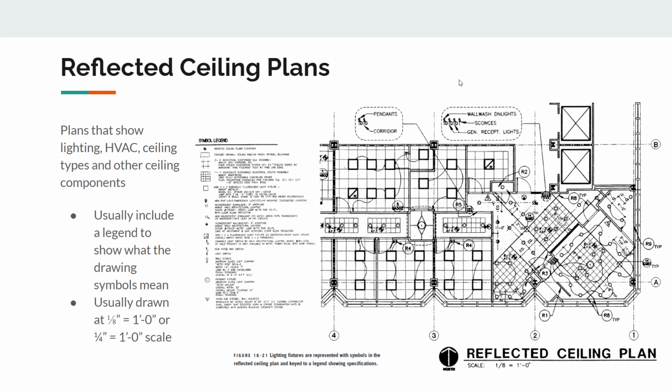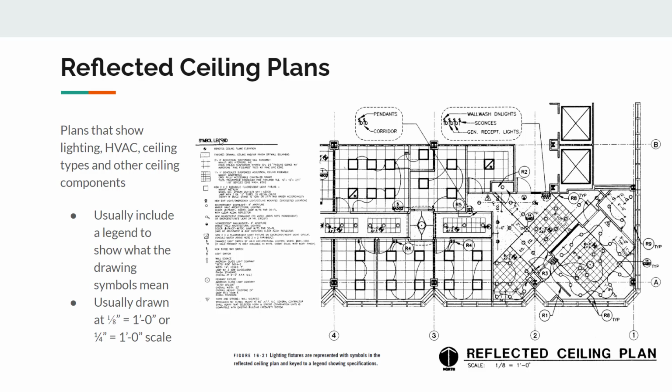Alright, so now reflected ceiling plans. These are plans that show lighting, HVAC, HVAC being like your air ducts and diffusers, ceiling types and other ceiling components. So by ceiling type, I mean, is it an acoustic ceiling tile ceiling? Is it a gypsum wallboard ceiling? All of that information is going to be shown on this type of plan. And these usually include a legend to show what the drawing symbols on the plan actually mean.